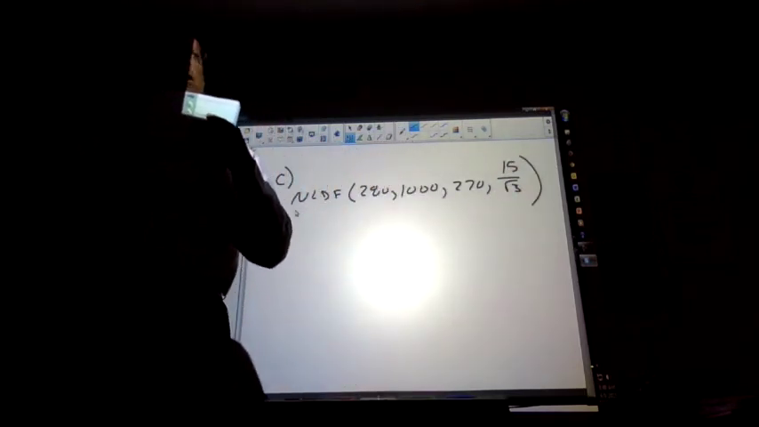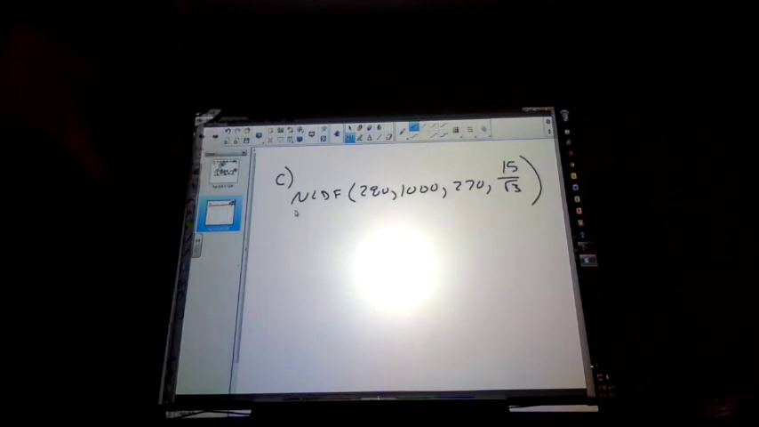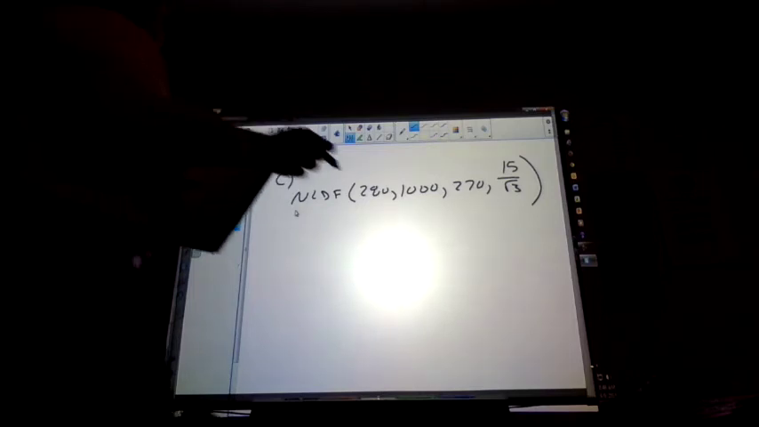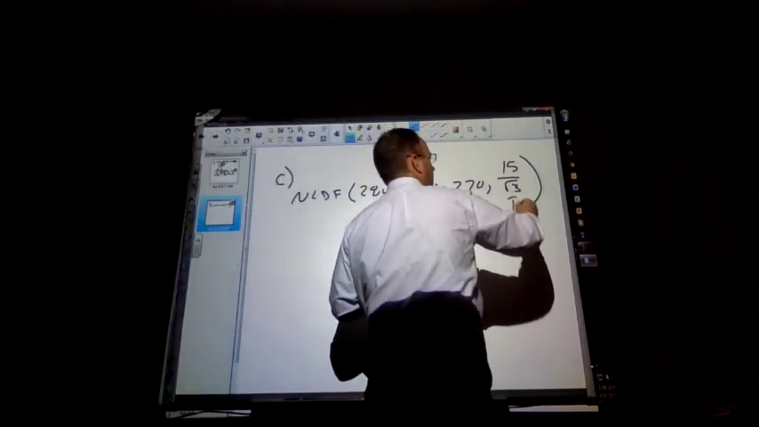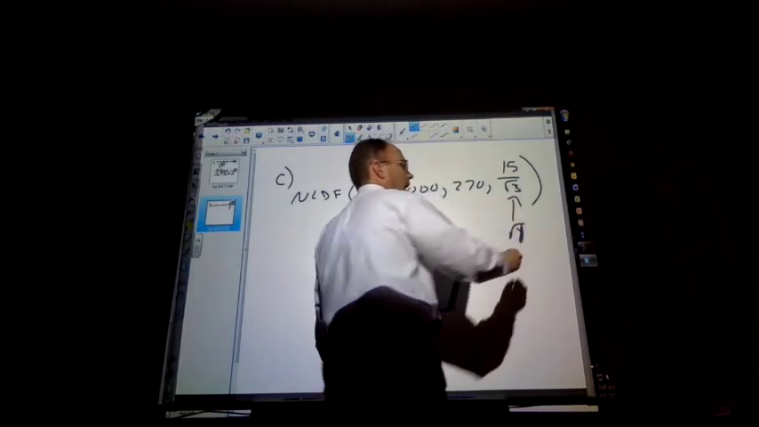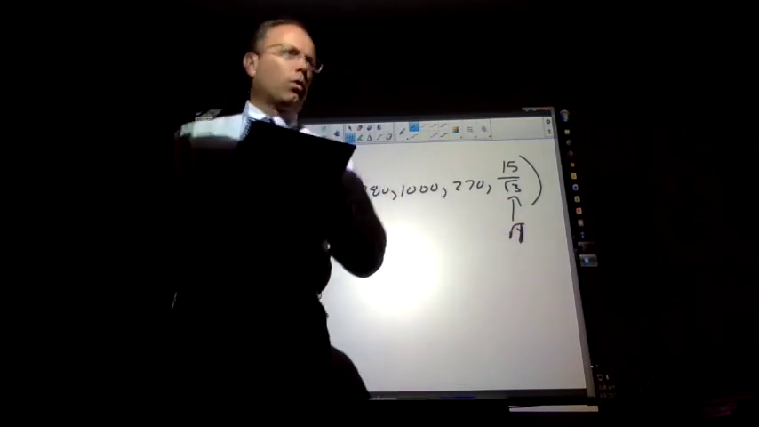On A and B, what's your standard deviation? 15 and 15 on both, because you're talking about just 1 year. So on A and B, this is going to be the square root of 1, which is the same thing as 15 over 1, which is 15.